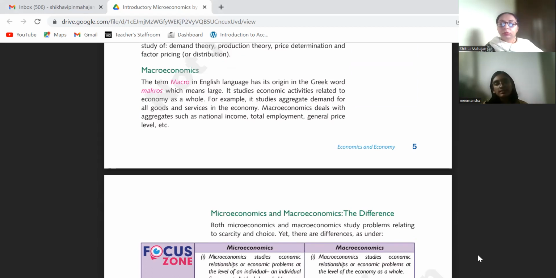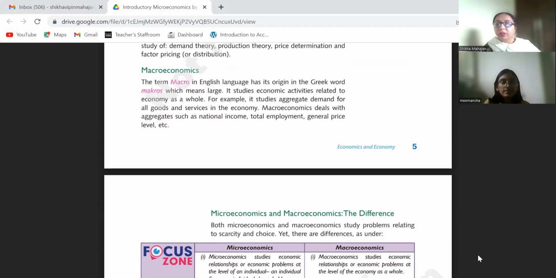The term macro in English has its origin from the Greek word macros, which means large. It studies economic activities related to the economy as a whole. For example, it studies aggregate demand for all goods and services in the economy. Macroeconomics deals with aggregates such as national income, total employment, general price level, etc.